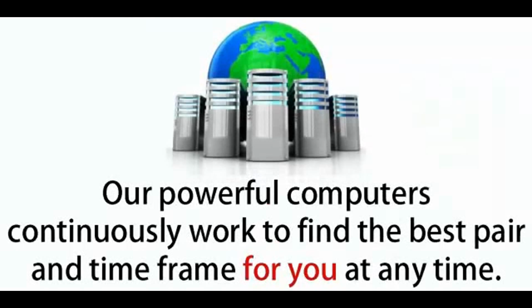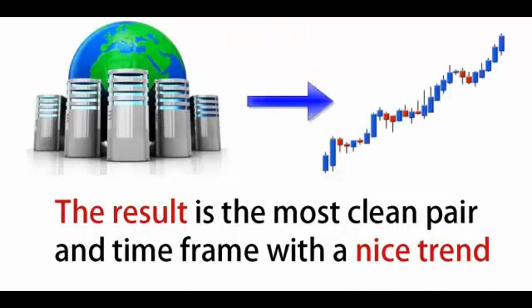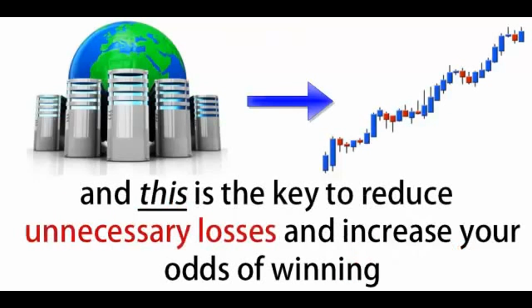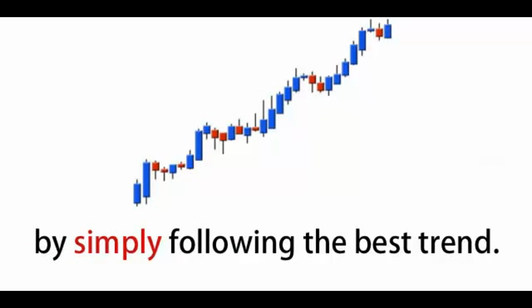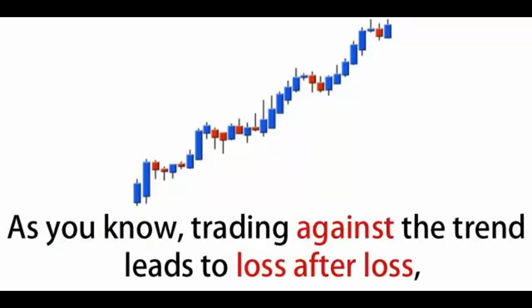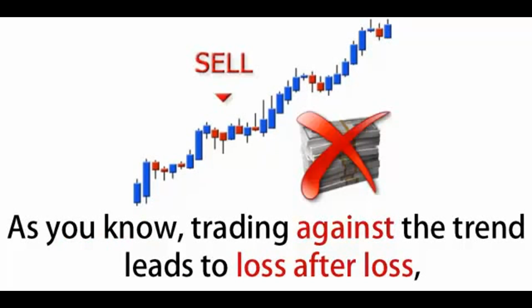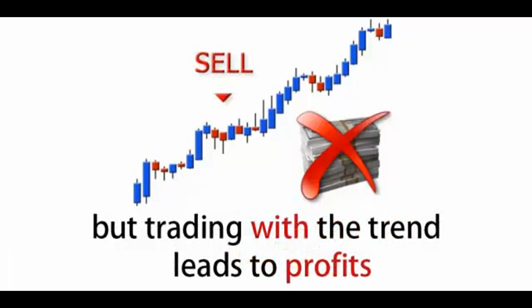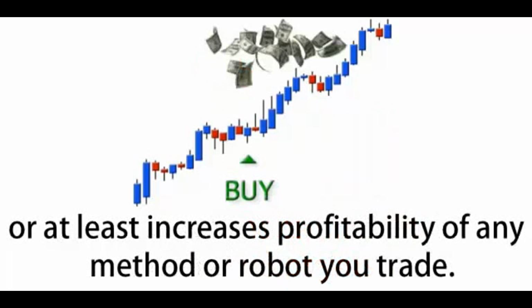Our powerful computers continuously work to find the best pair and time frame for you at any time. The result is the most clean pair and time frame with a nice trend, and this is the key to reduce unnecessary losses and increase your odds of winning by simply following the best trend. As you know, trading against the trend leads to loss after loss, but trading with the trend leads to profits, or at least increases profitability of any method or robot you trade.